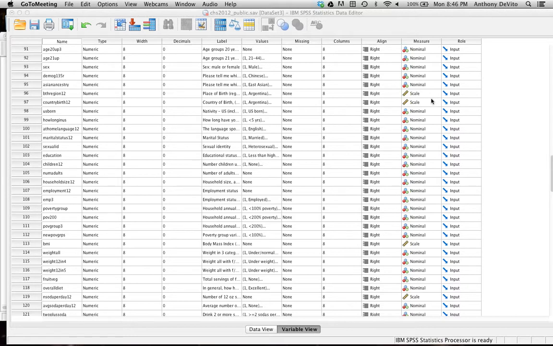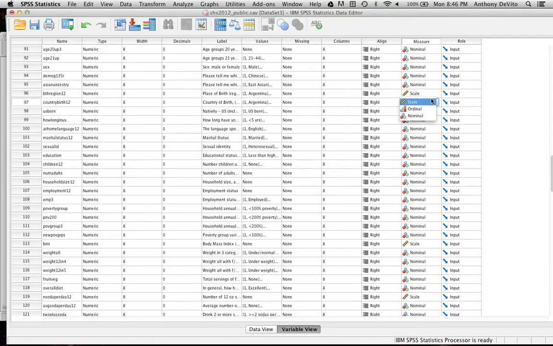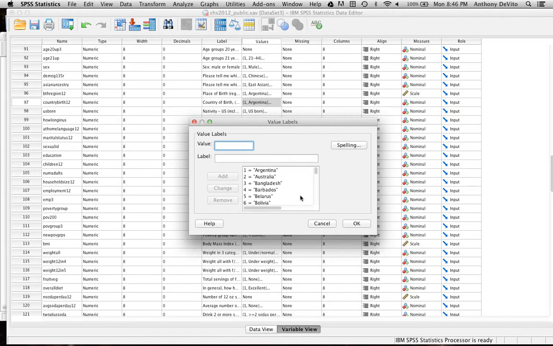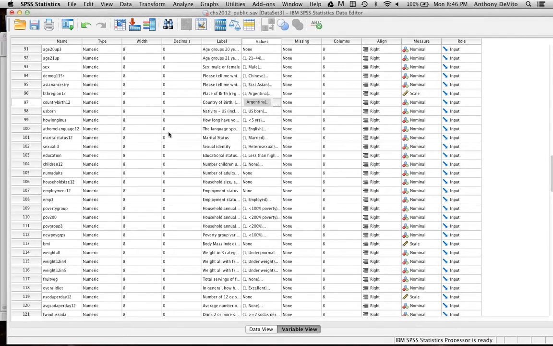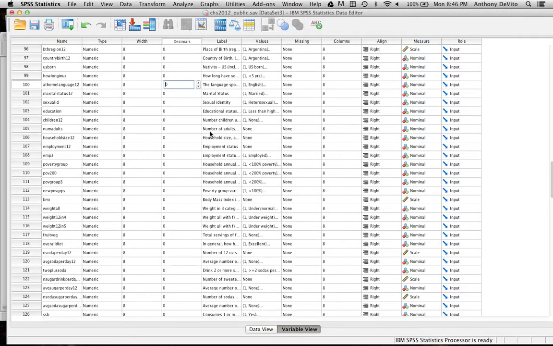Sometimes they're wrong. Like country of birth is not scalar. It just happens to be a number, and it thinks it's a scale. But it's really nominal, right? There are so many different countries listed there that SPSS interpreted it as a numerical variable instead of a nominal variable. So you've got to be a little bit careful there. You may even find some numerical variables that are classified as nominal, just like the one we worked with before, because it's a small number set, 1 through 5.